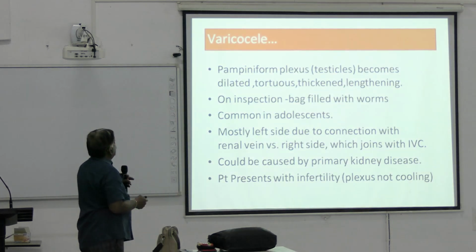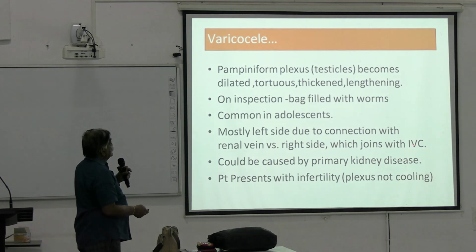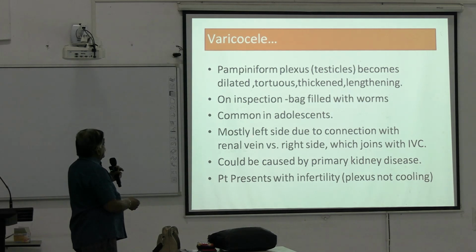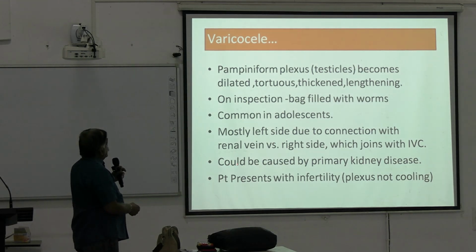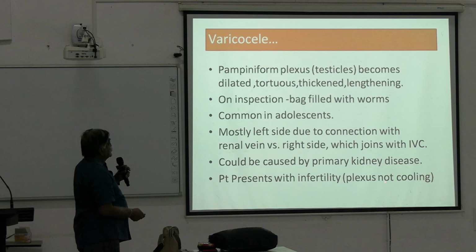Now, see, the pampiniform plexus of the testicles becomes dilated, tortuous, thickened, lengthening. On inspection, a bag filled with worms. Common in adolescents, mostly left side due to connection with the renal vein, versus the right side, which is joined with the inferior vena cava. Now, this is the thing, that the left side is due to the renal vein. Could be caused by primary kidney disease, patient presents with infertility, plexus not cooling.